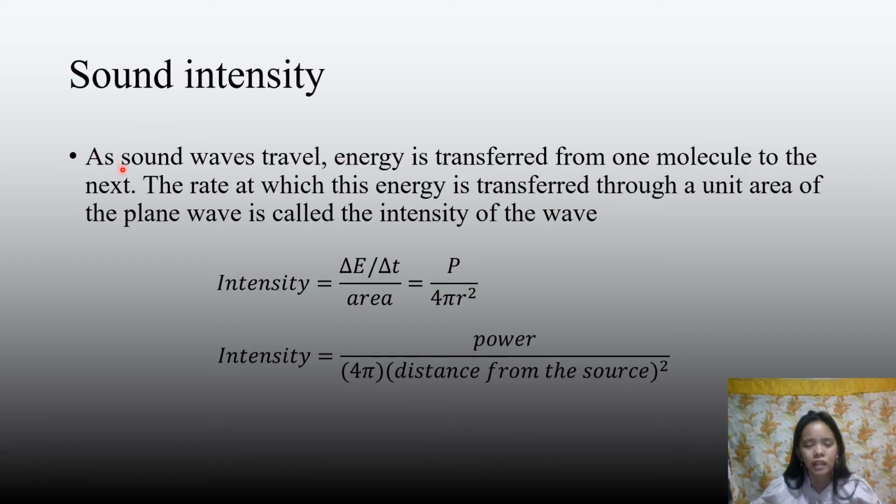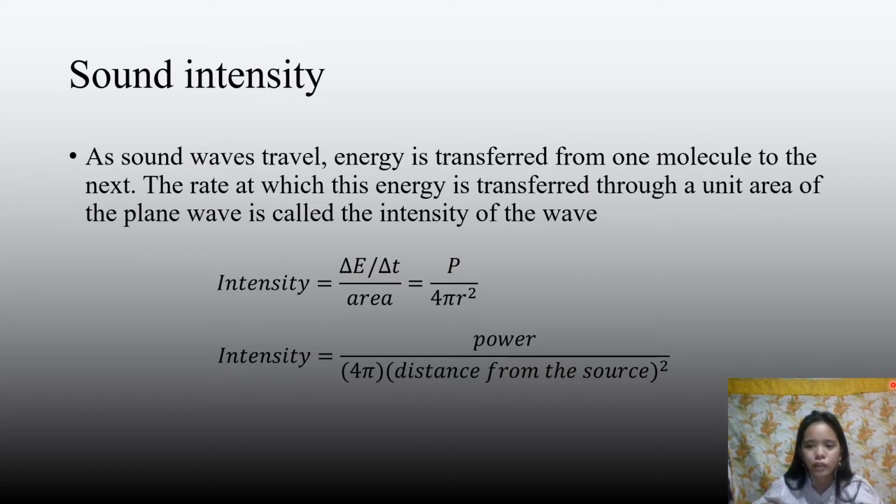So sound intensity. As sound waves travel, energy is transferred from one molecule to the next. The rate at which this energy is transferred through a unit area of the plane wave is called the intensity of the wave. Because power is defined as the rate of energy transfer, intensity can also be described in terms of power. So intensity is power over area. Intensity is the rate of energy transfer over a given area.